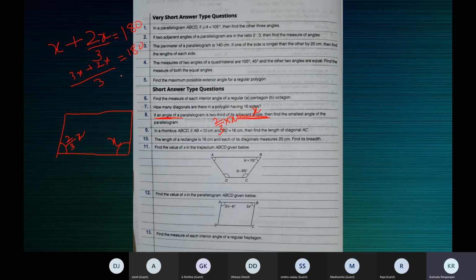We should always not forget to answer the question. Find the smallest angle. So which is the smallest angle? 108 or 72? 72, ma'am.